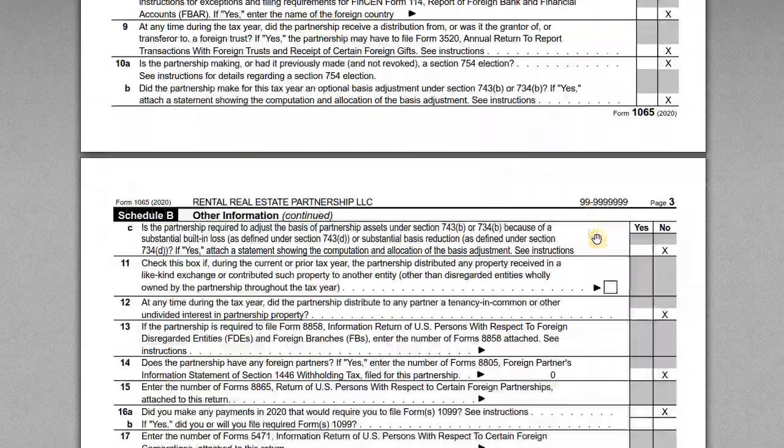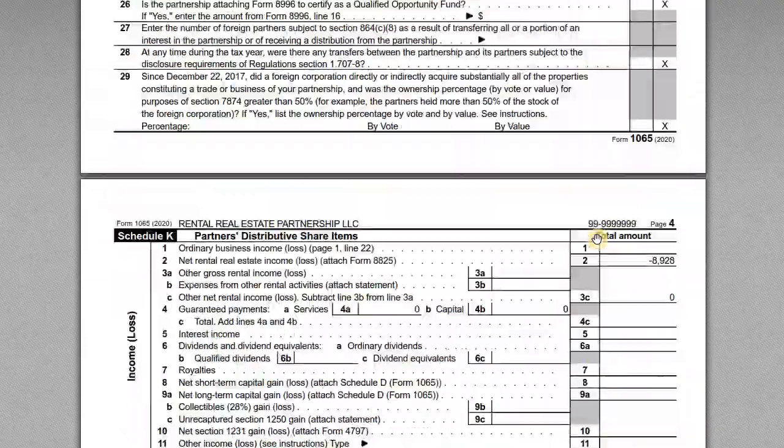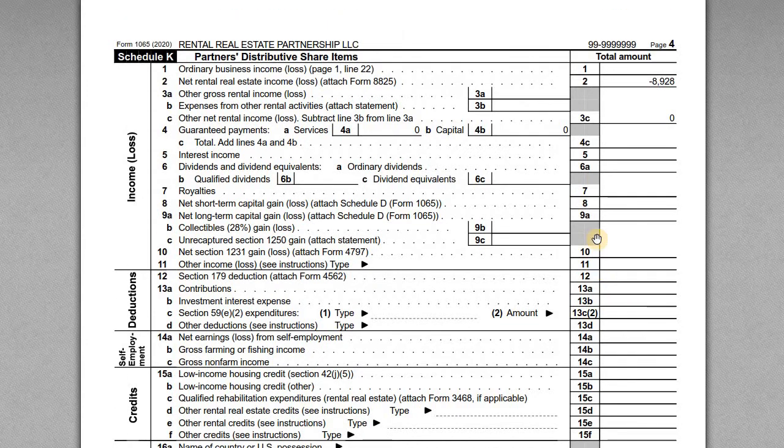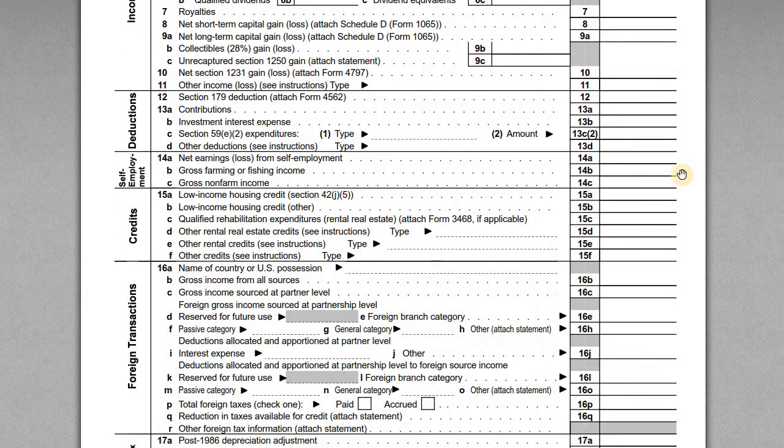The other pages, the questions are completed as follows, and then you start to see some information in Schedule K and the balance sheet. So Schedule K, this is a summary of the partners' distributed share items. We'll come back to this, but effectively this summarizes the totals that you're going to see on the Schedule K1. So the net rental real estate income or loss, that's the $8,900.